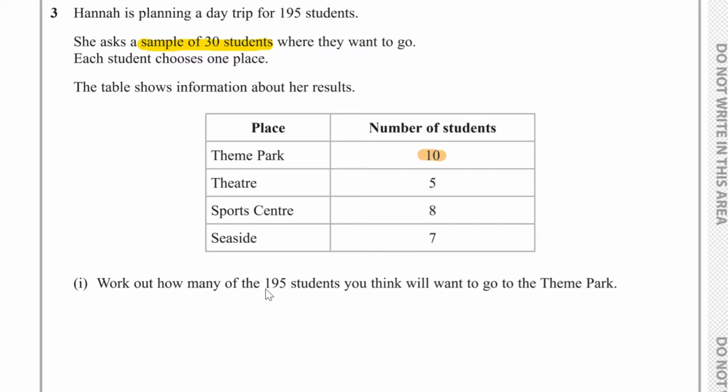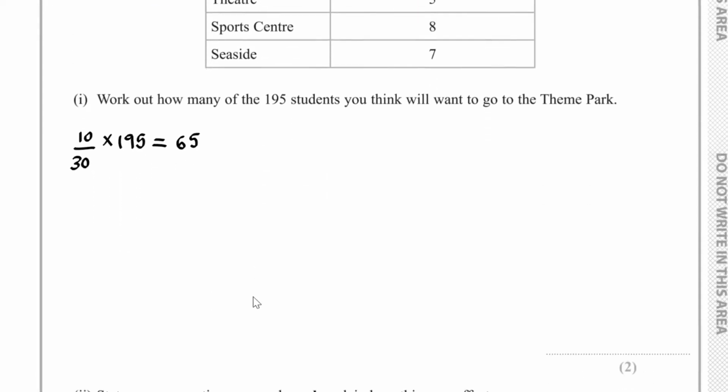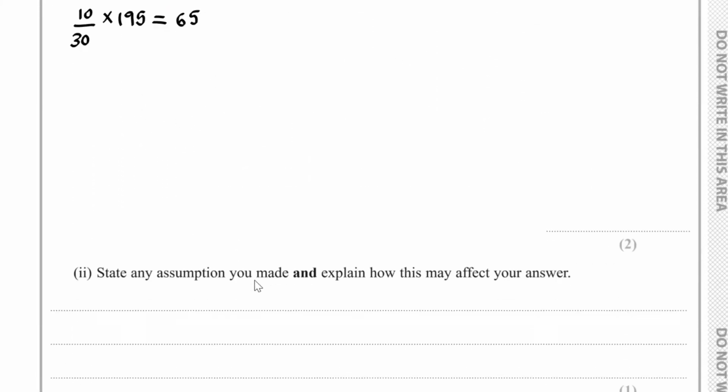So in terms of the students who want to go to the theme park, we have 10 out of 30. That's for this particular sample. If we consider the entire population of 195, multiplying this by 195, we end up with 65. So therefore, we have 65 students who want to go to a theme park.